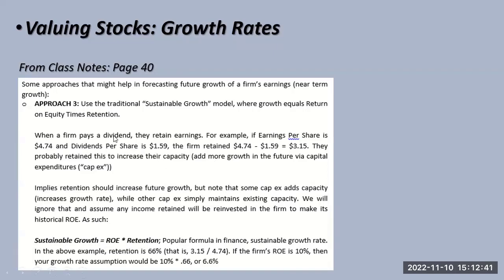However, when a firm pays a dividend, that's earnings they're not retaining. I don't know why it's worded like that. So you can either retain earnings or pay them out. If you pay them out, you can't grow as fast because you don't have any money to buy stuff and build stuff. So you can either retain your earnings and grow fast, or pay your earnings out and grow slowly. So if earnings per share is $4.74 and they're paying $1.59, then they're retaining $3.15. They made $4.74, paid out $1.59, so they're retaining $3.15.